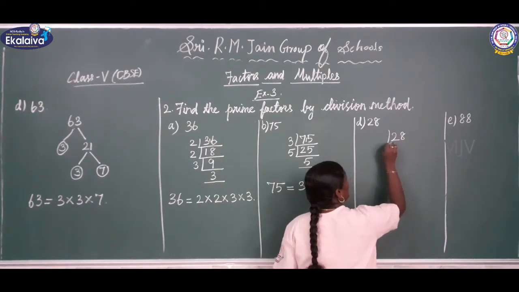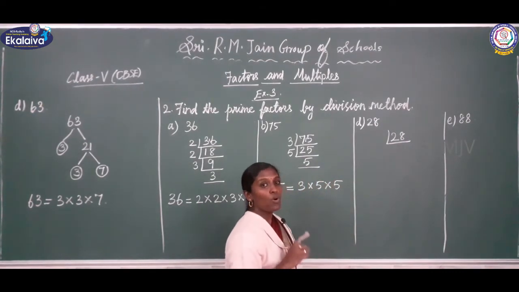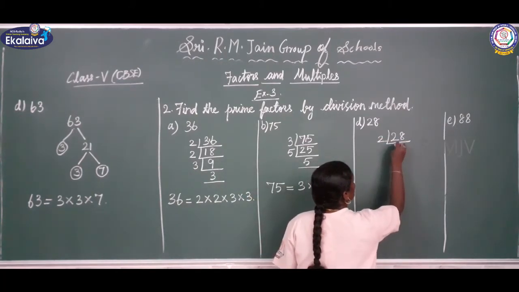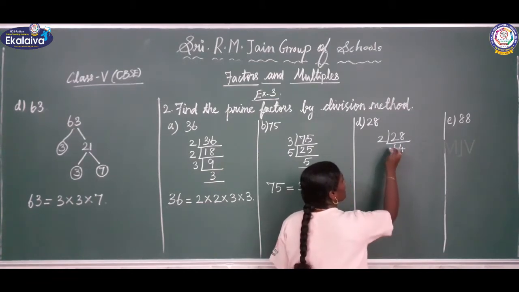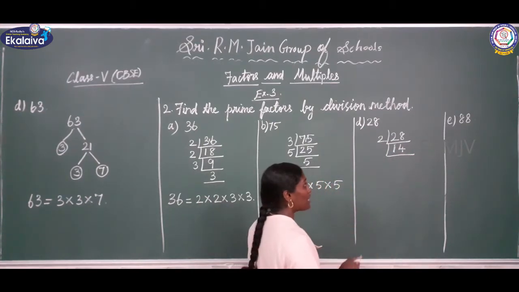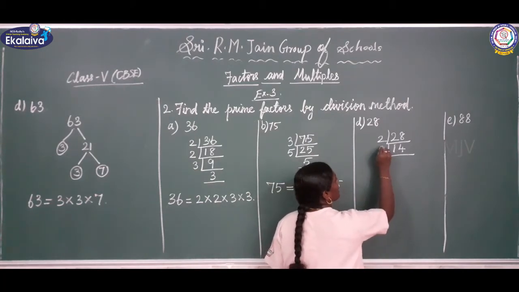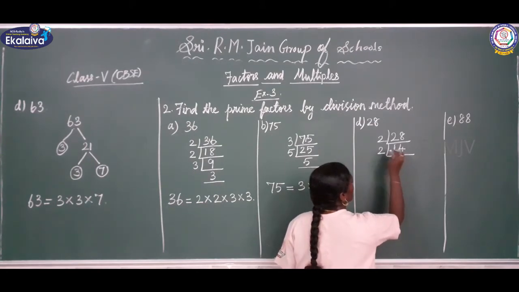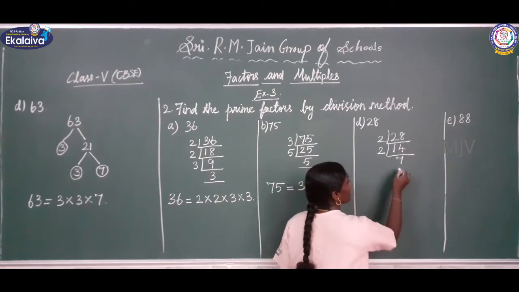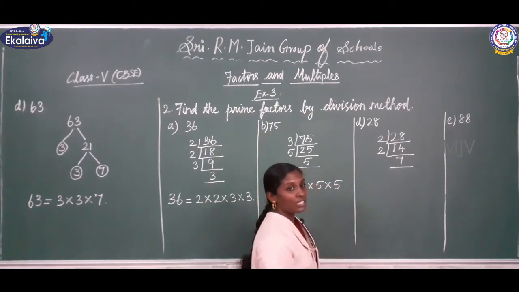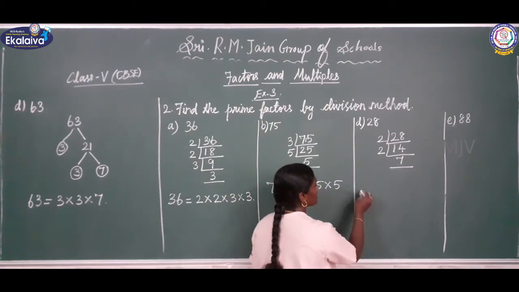Here 28 is an even number. So 2 is the smallest prime factor. So in 2, 1 time, here in 8, 4 times. 4 twos are 8. Now we have to find the smallest prime factor for 14. 14 is an even number. So again 2 is the smallest prime factor. Okay, in the 2 table, 2 sevens are 14. Here 7 is also a prime number. So we got the quotient as a prime number. So we have to stop here.